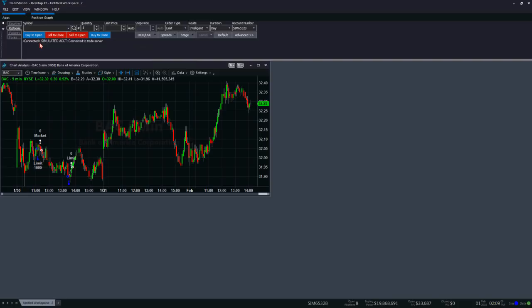Now, if you go to the options tab, then you have different variations of buttons. You have buy to open and sell to open. And then you have the closing buttons, which is sell to close and buy to close.